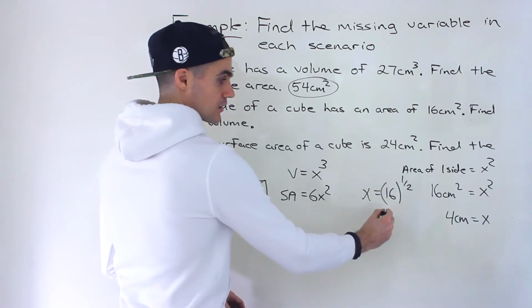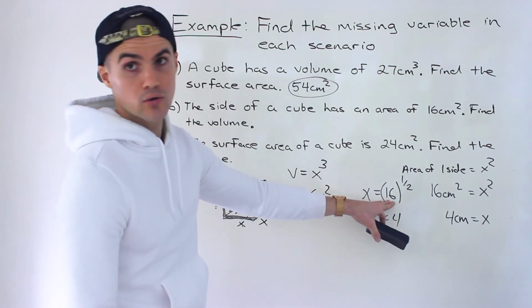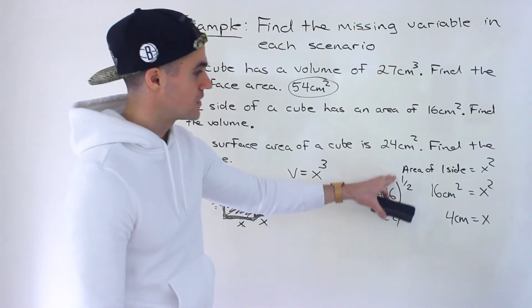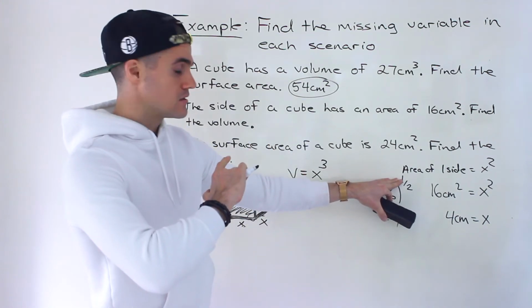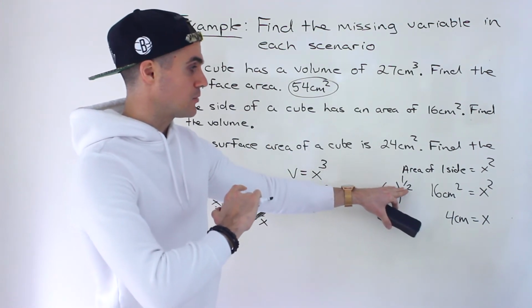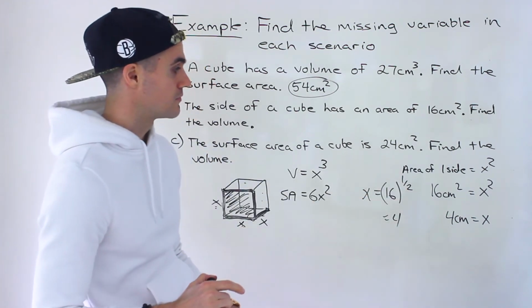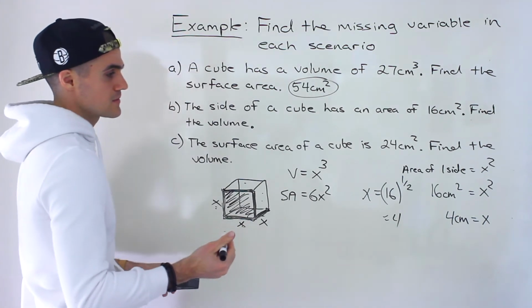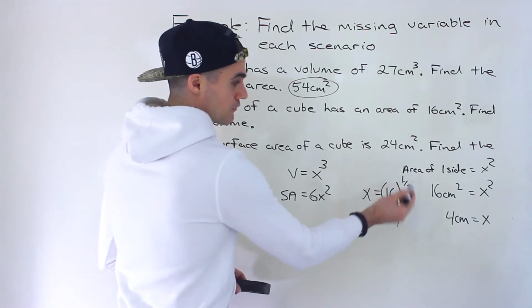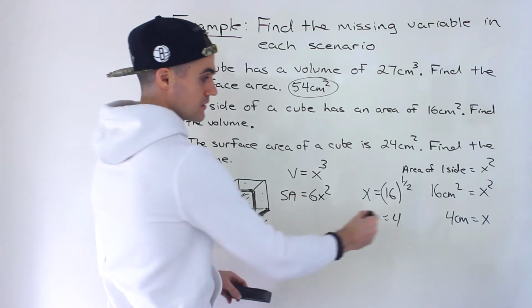If you plug this into your calculator, you'd end up with 4. This is the same thing as the square root of 16, but it's not always going to be a square root. As we saw in the previous example, we had to take the third root, so it was to the power of 1 over 3. That's why I like this formula. It's a little more general, where you could apply it to more things. But 16 to the power of a half is the same thing as the square root of 16, which would give us 4.